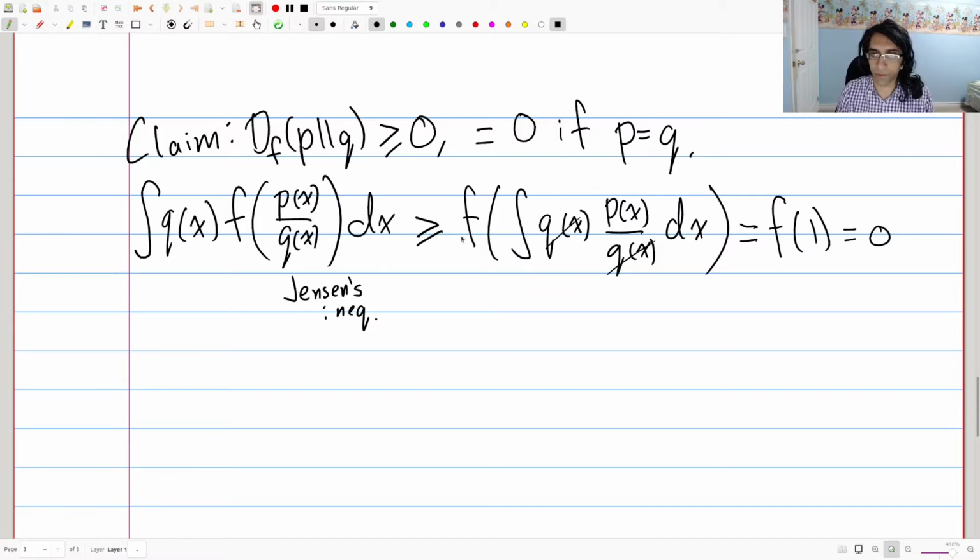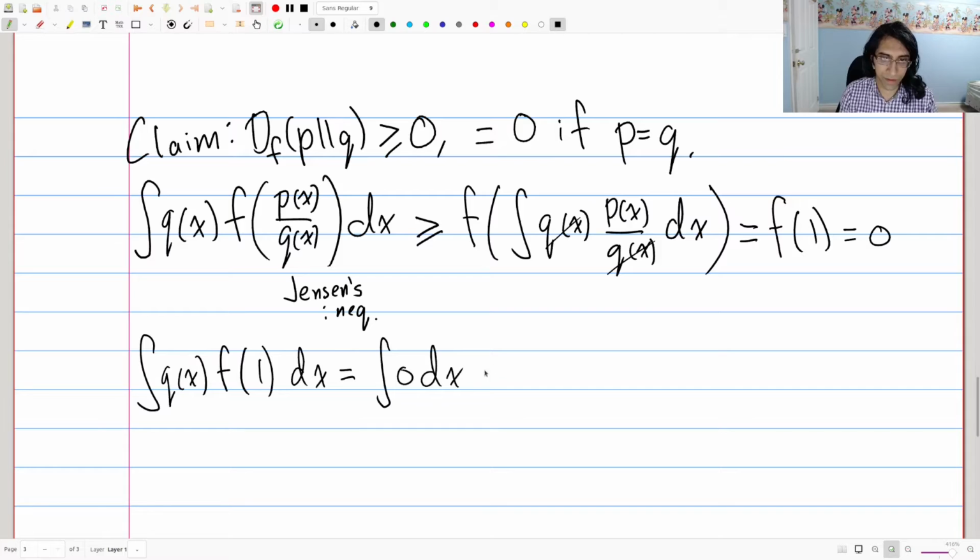It's always going to be greater than or equal to 0 because the left-hand side is greater than or equal to 0. And how about the second part of this? How do we show that it is equal to 0 if p is equal to q? Well, this is fairly simple. If p is equal to q, then p of x divided by q of x is going to be equal to 1. So the integral of q of x times f of 1 dx is equal to the integral of 0 dx, because we use the fact that f of 1 is equal to 0, which is equal to 0. And that's with equality. So yeah, that's the claim.